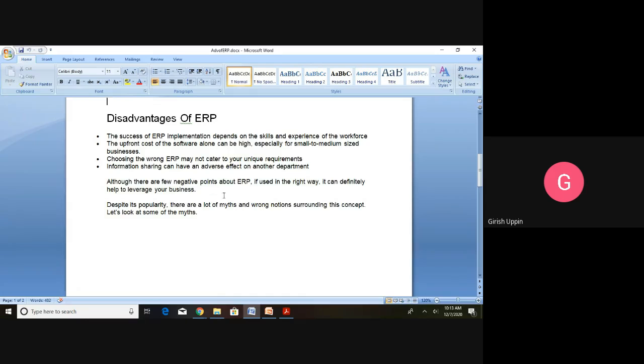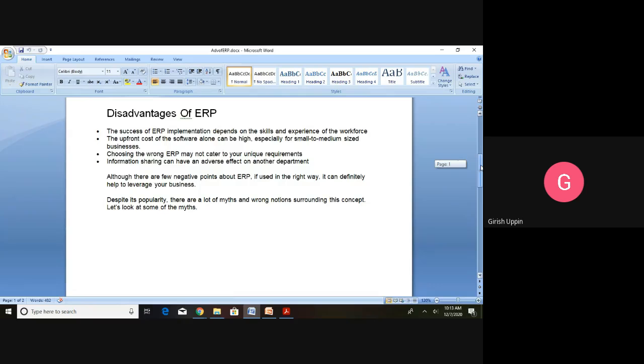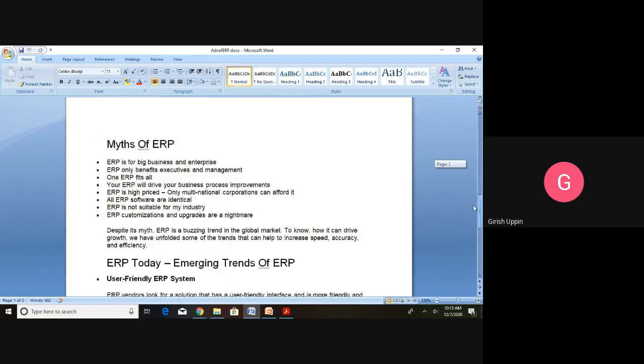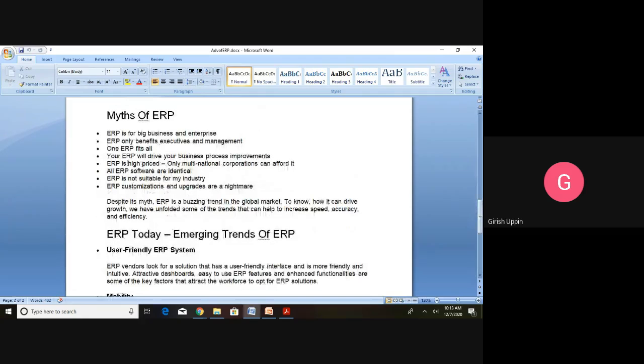Although there are a few negative points about ERP, if used in the right way, it can definitely help to leverage your business. Despite its popularity, there are a lot of myths and wrong notions surrounding this concept. So what are the misconceptions we have about ERP? These are some of the myths.